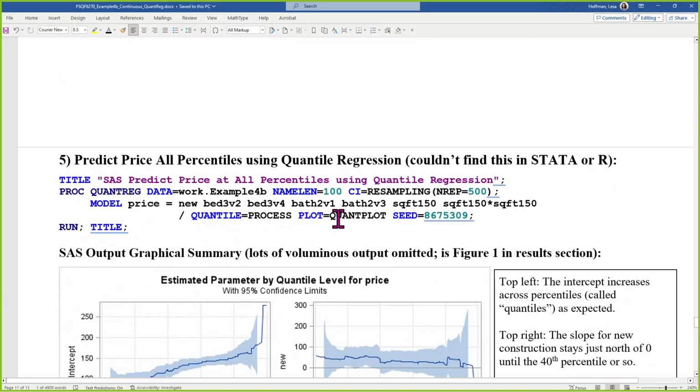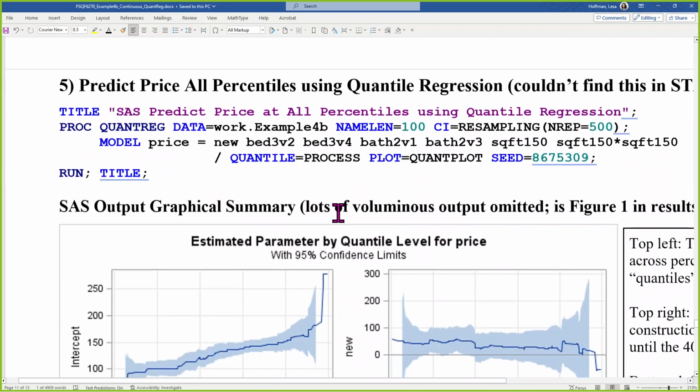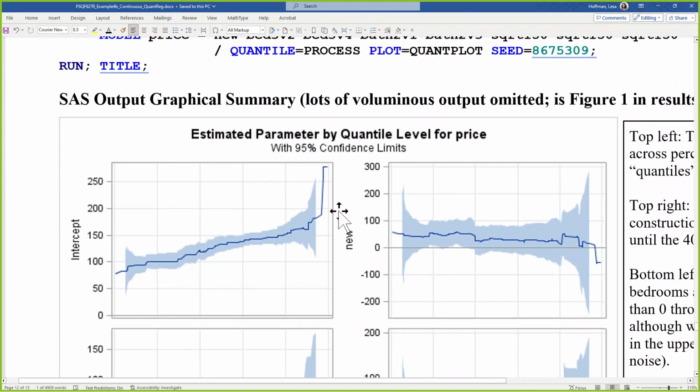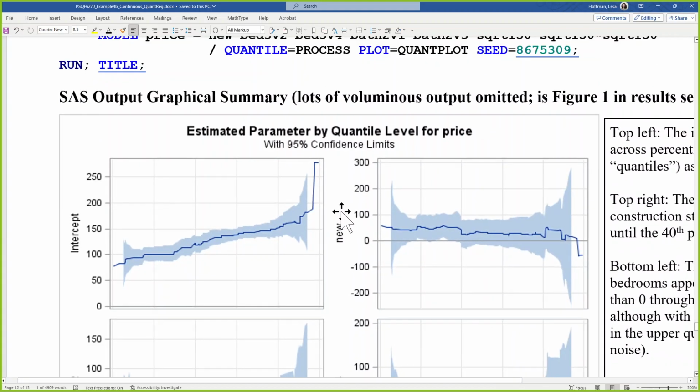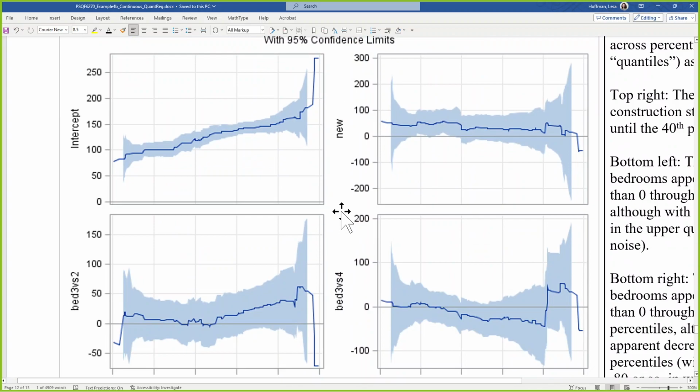Now this is the cool thing. I want to show you these pictures. These are from SAS, and I could not find them in Stata or R, so this is just SAS. What this is showing is, what's so special about 0.25 and 0.75? Those are just arbitrary numbers, right? What about 0.24 or 0.26 or 0.27 or 0.28? Screw it, can I just have all of them? Yes. That's what these plots are showing.